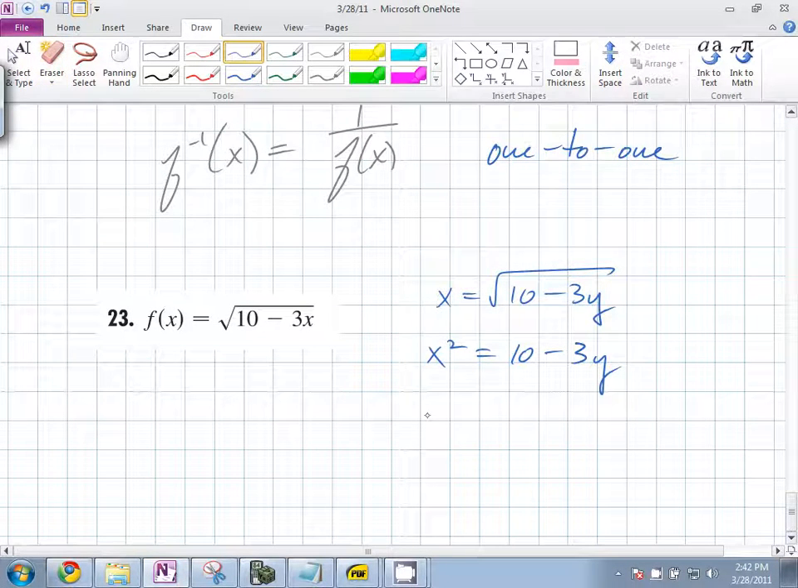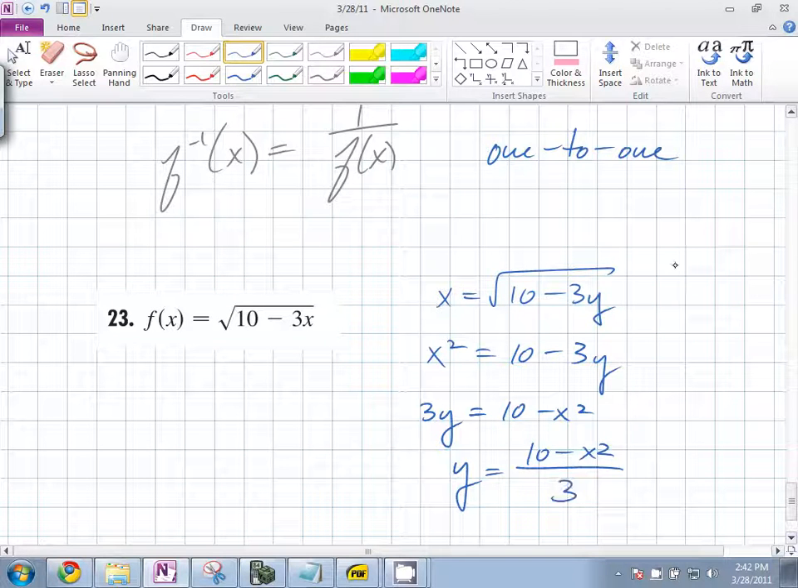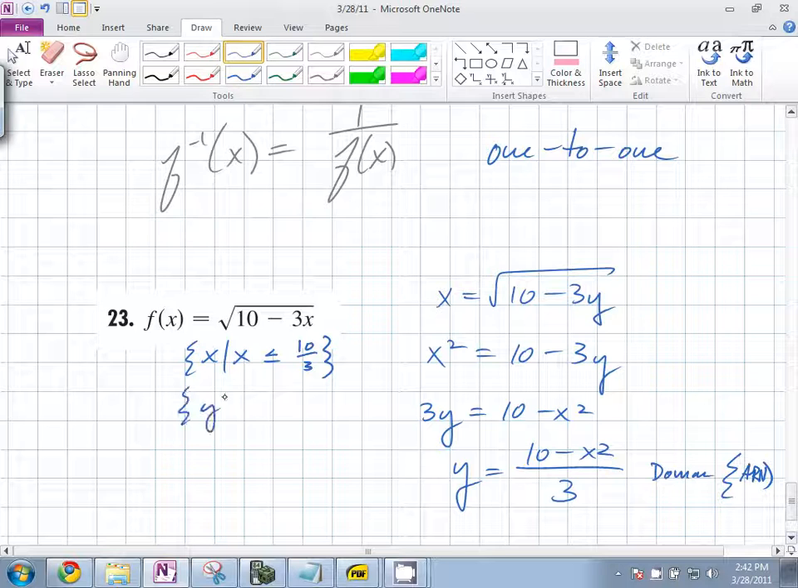3y is equal to 10 minus x squared. So y is equal to (10 minus x squared) over 3. What's the domain of this function right here? x such that x is less than or equal to what? Yeah, it has to be less than or equal to 10 over 3. What's the domain of this function right here? Yeah, all real numbers. So what's the range over here? Real numbers.